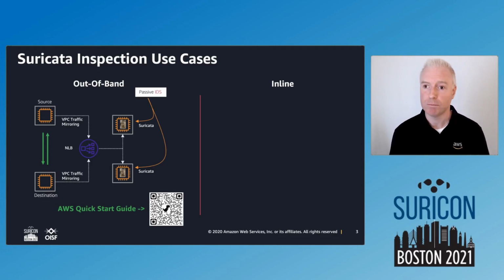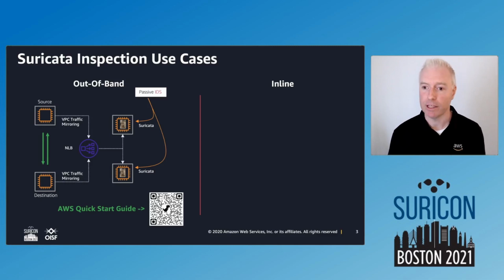Also just doing PCAPs. So if you need to do some sniffing in your AWS environment to do troubleshooting, you can easily tap into ENIs that are around your AWS environment and then mirror that traffic over to your Suricata instances. The AWS solutions team has actually built a quick start guide to help you get up and running to build this solution in your AWS environment. And we have a link to that here.